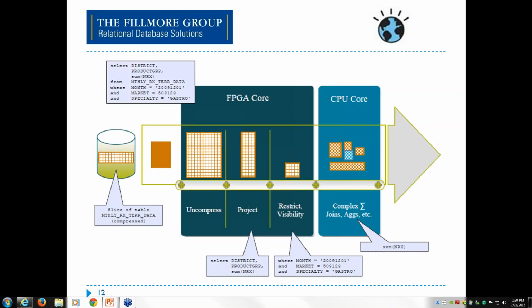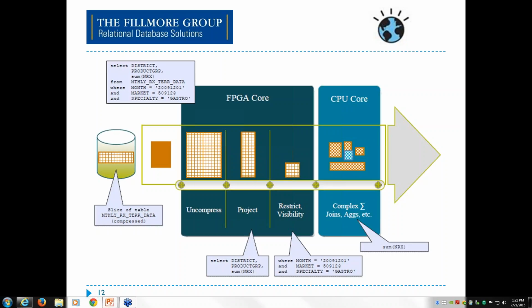But the way that Netezza works is that the query is actually vended to the FPGA core, and there are in some machines dozens of these FPGA cores that read the data as it streams off of disk. So I'm going to look at a slice of the data, a data slice for the monthly prescription territory data, and as that data is streaming off of disk, I'm going to apply the uncompression of the compressed data. We usually get 4x compression.